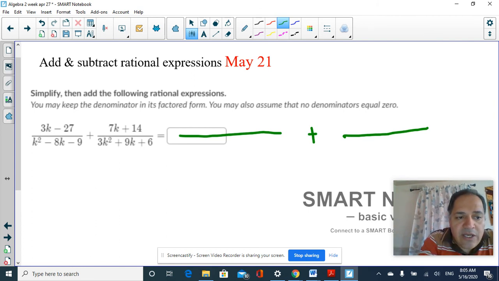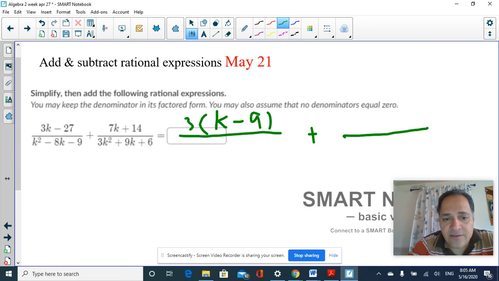Okay. So now if you take a common factor from the top here, it's a 3 only. So take out 3, so 3 times k minus 9. Yes, this is a common factor between 3k and negative 27. What is the common factor between 7k and 14? Yes, it's 7. So if you take out 7, it's k plus 2.